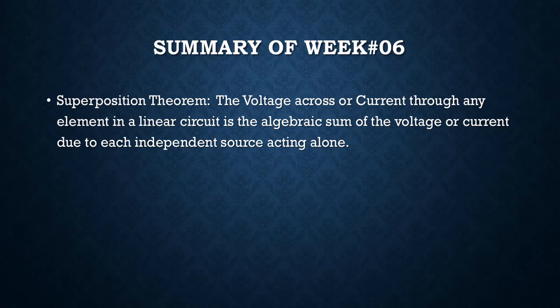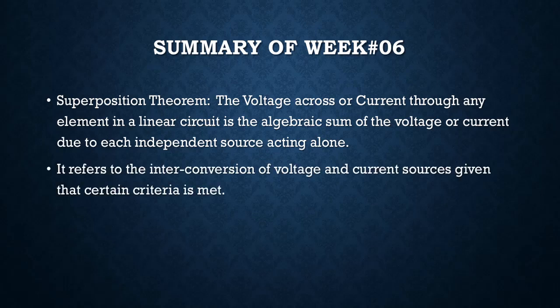We also covered 2 or 3 examples of the superposition theorem, and then we moved on towards the source transformation theorem, which focused on the interconversion between a voltage source and a current source. We also discussed that not every voltage source can be converted into a current source and vice versa. Certain criteria need to be met so that the interconversion is possible. If a voltage source has a series resistance, then we can convert it into an equivalent current source with the same amount of resistance in parallel, and vice versa is also possible.